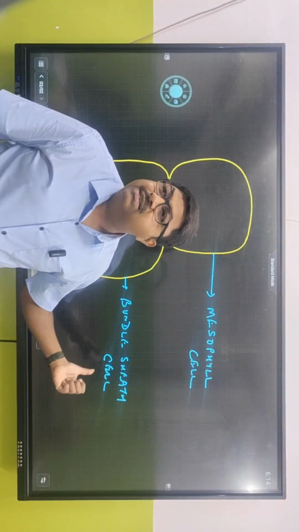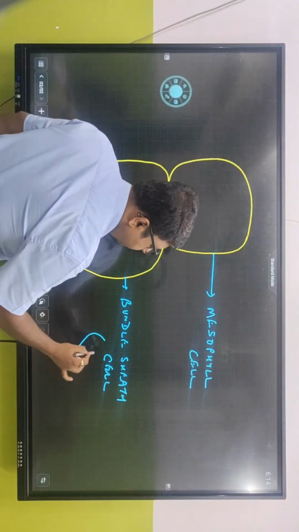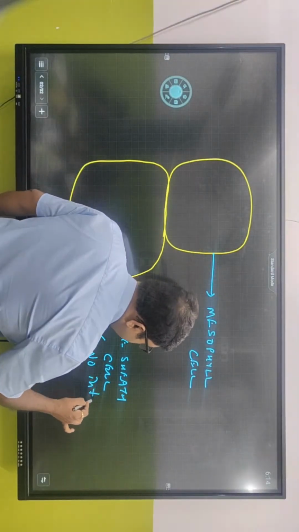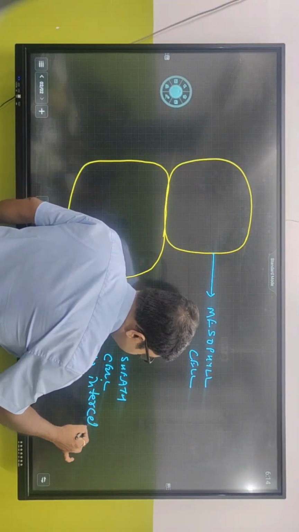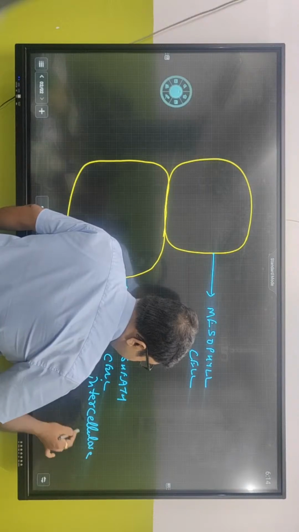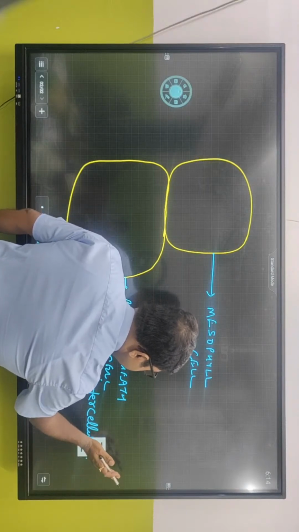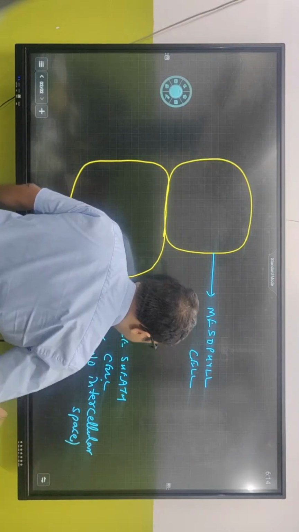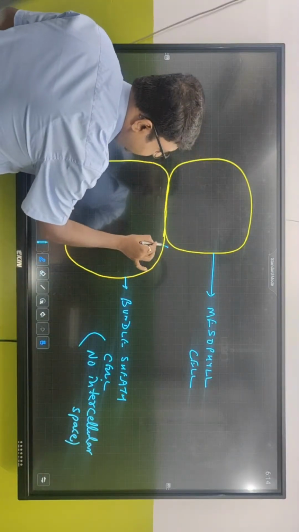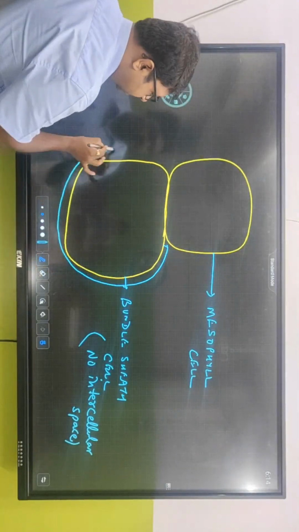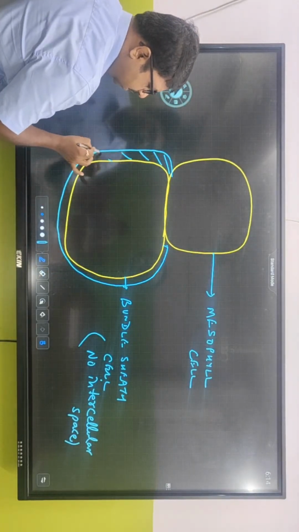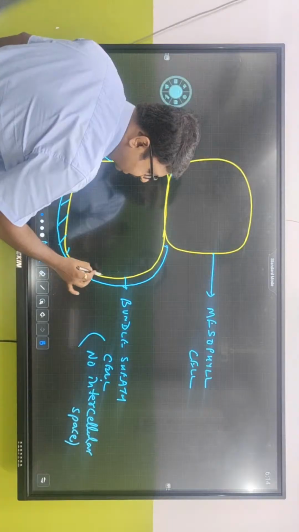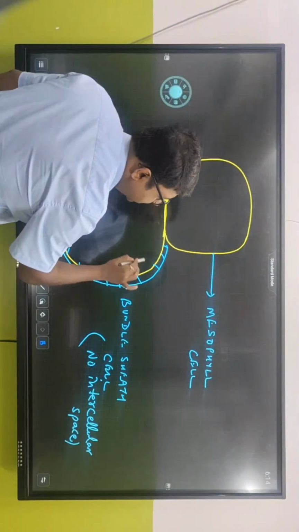They have no intercellular space. Fine. Another specialty: the outer wall is having a thick cell wall. And having thick cell wall, they become impervious to oxygen.